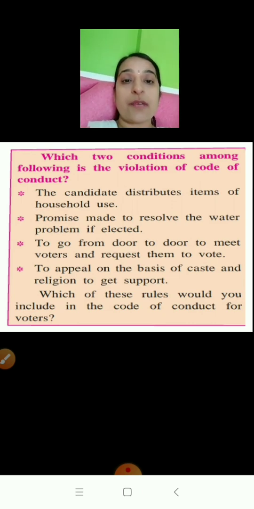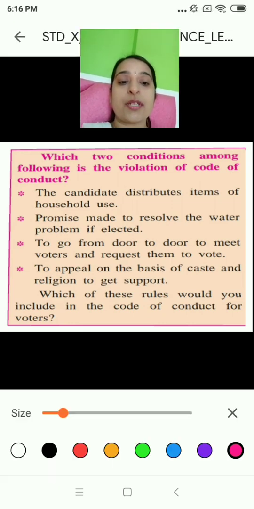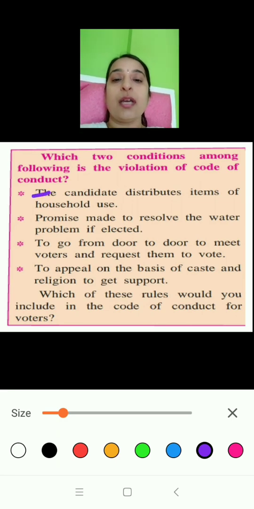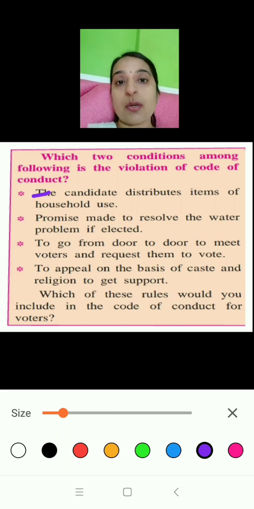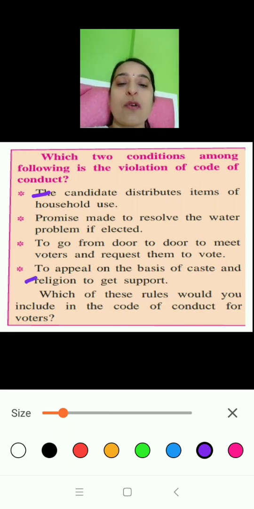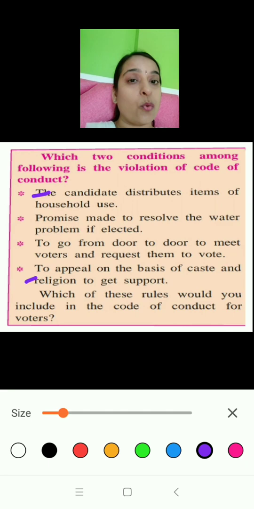Now children, which according to you is violating the code of conduct? Yes, tell me, which according to you violates the code of conduct? Now children, here you see the candidate distributes items of household use. It means here they are trying to lure the voters, they are attracting them to vote for them. So this is a wrong practice. Then next is to appeal on the basis of caste and religion to get the support. This is also wrong, this is also incorrect, right? This means they are not following the code of conduct.